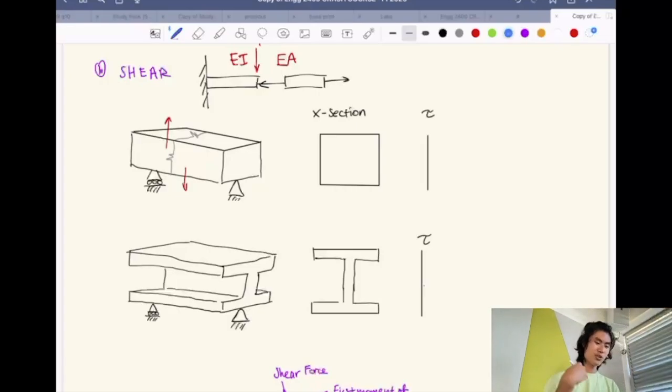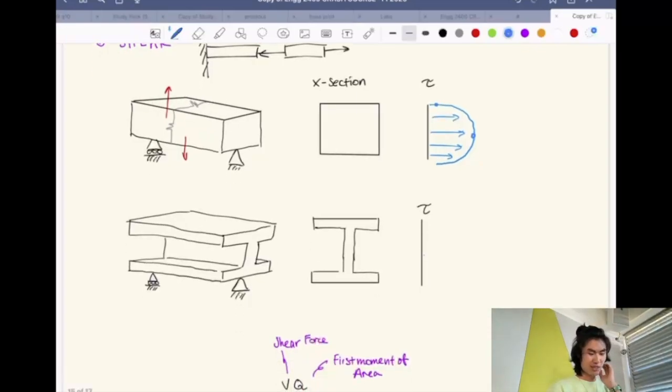For a normal cross section, which is a rectangular cross section, the shear actually looks something like this. It takes a lot of shear in the middle. The shear at this point is way lower than at the middle. So as you shear it more, the middle is going to take most of it.